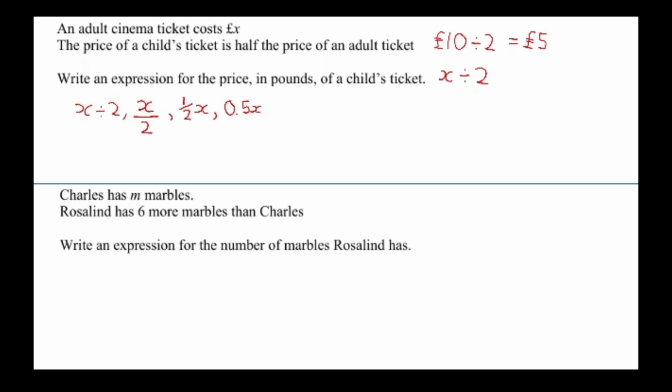Okay, in the next situation, we've got Charles having M marbles. Rosalind has 6 more marbles than Charles this time. Okay, 6 more marbles than Charles. So again, let's say that Charles had 10 marbles. If Rosalind has 6 more, what we're doing with that 6 is we are actually adding it to the marbles that Charles had. Okay, we're adding it, aren't we? Doing 10 plus 6. So the answer that you would have worked out in your head beforehand was 16.